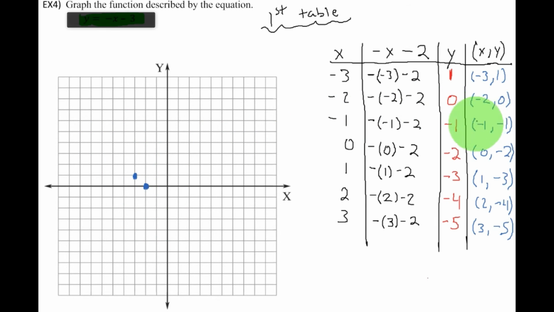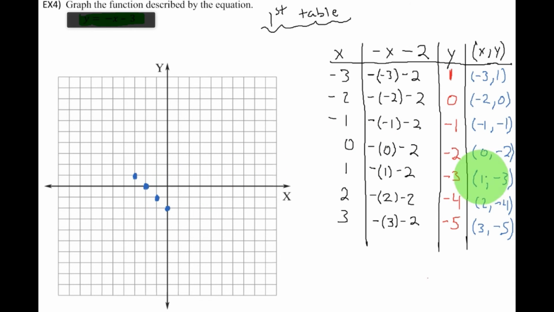So the next ordered pair is -1, -1. Let's go ahead and plot that. Start at the origin, move -1 to the left, followed by -1 in the y direction. The next ordered pair is 0, -2. So starting at the origin, my x value is 0. I'll move 0 units to the left or right, followed by a change of -2 in the y direction. So I'll move down 2 units in the y direction.